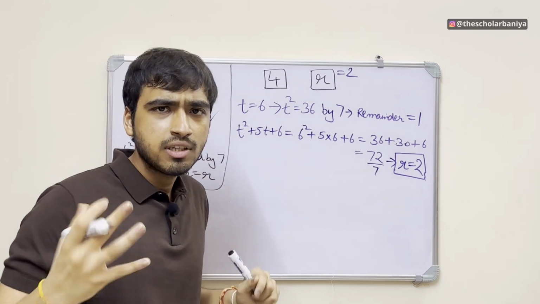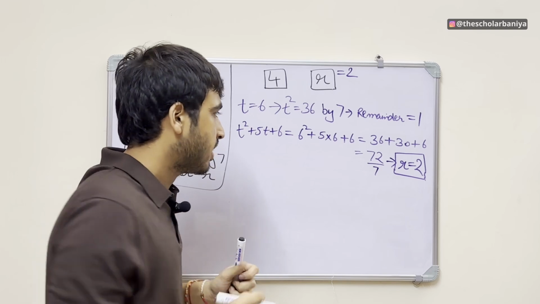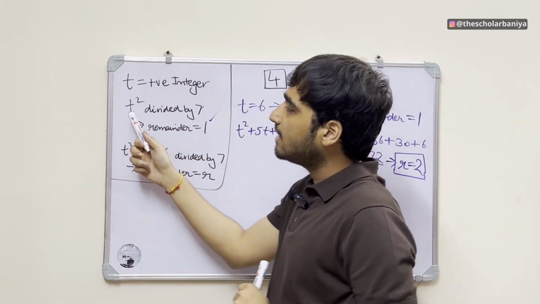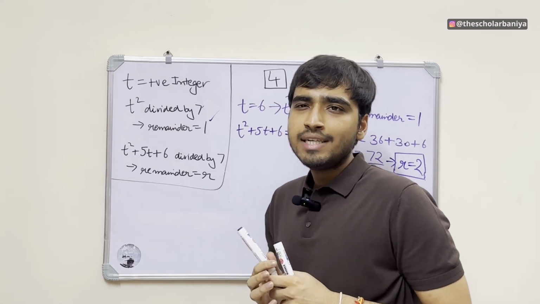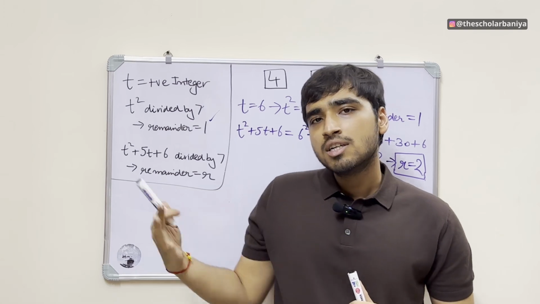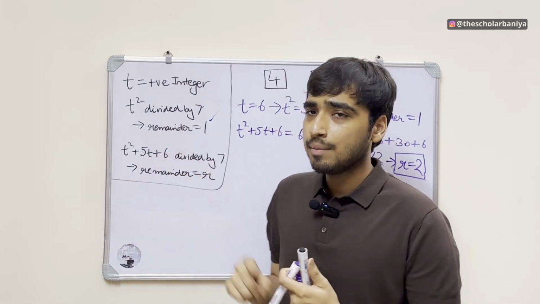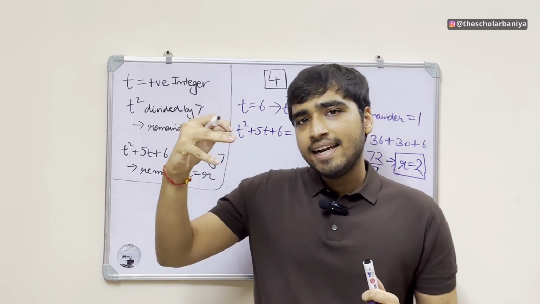And that is how a lot of the questions are meant to be solved on the exam, right? Now, the first condition which we have to satisfy is that t square when divided by 7, the remainder is 1. Now, we have already taken t equal to 6. If you think of t equal to 7, 7 square is 49. Obviously, 49 divided by 7 leaves remainder 0, so not possible. If you think about t equal to 8, 8 square is 64.